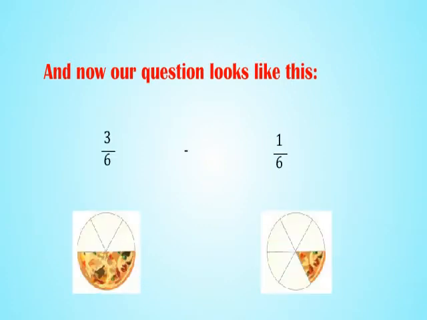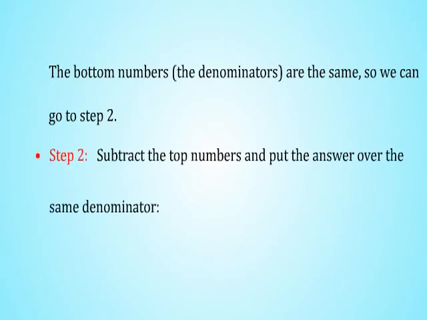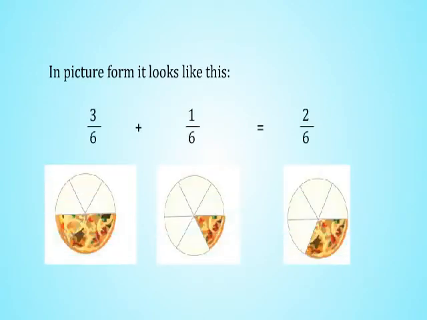3 by 6 minus 1 by 6. The bottom numbers, the denominators, are the same. So we can go to step 2. Step 2. Subtract the top numbers and put the answer over the same denominator. 3 by 6 minus 1 by 6 is equal to 3 minus 1 by 6, which is equal to 2 by 6. In picture form, it looks like this. 3 by 6 minus 1 by 6 is equal to 2 by 6.